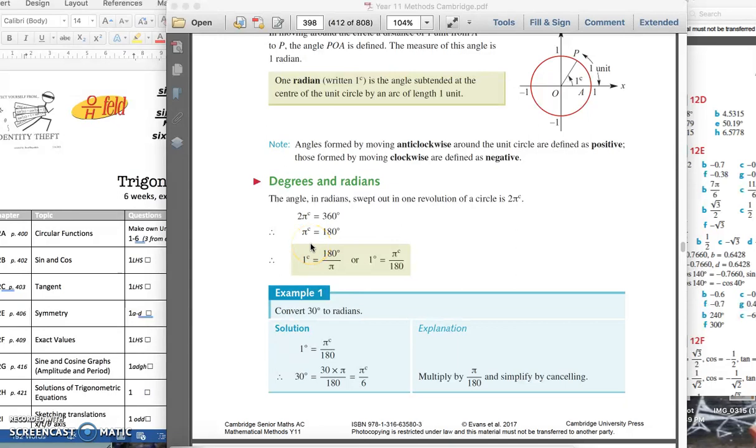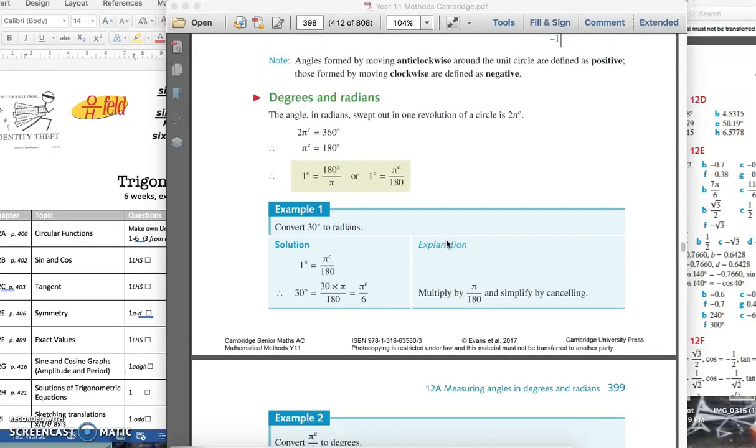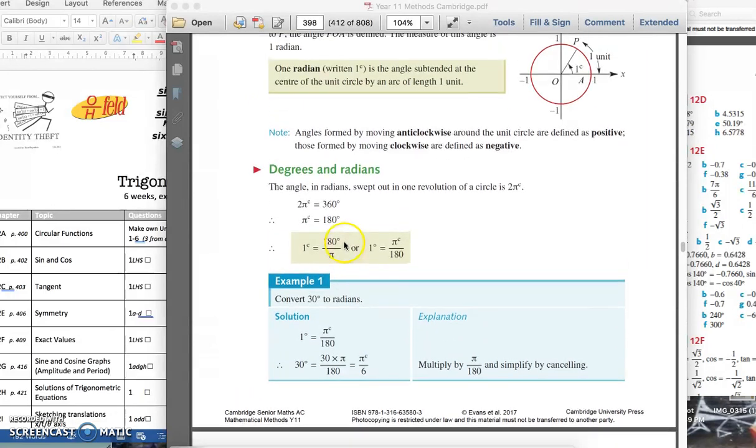They use it in the textbook a bit, and then they even say here, often the symbol for radians is omitted because we generally know something's in radians because it's written in terms of pi. So if you've got pi on 4, you know that's radians. If you've got 45 degrees, with the degree sign, you know that's degrees. So we don't really need the little c on it.